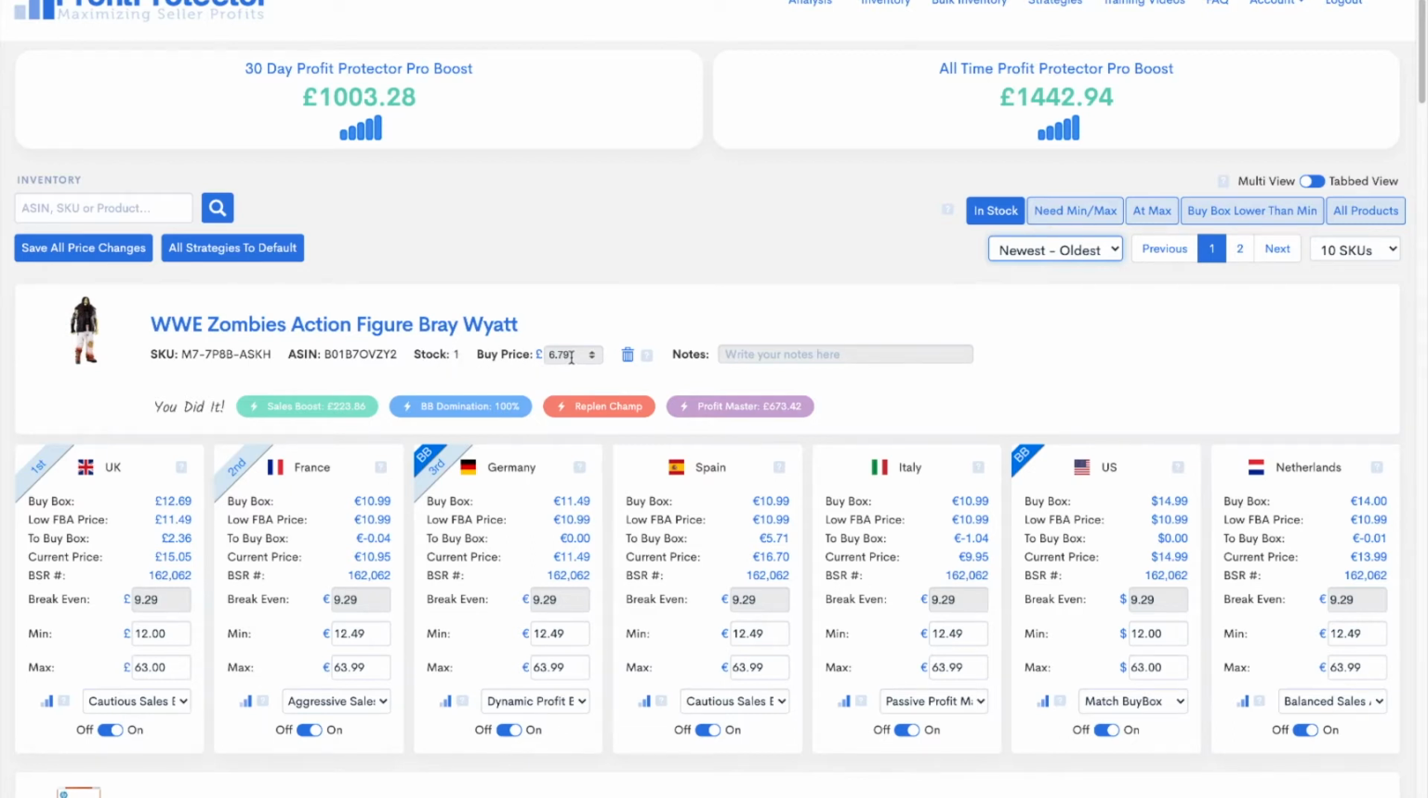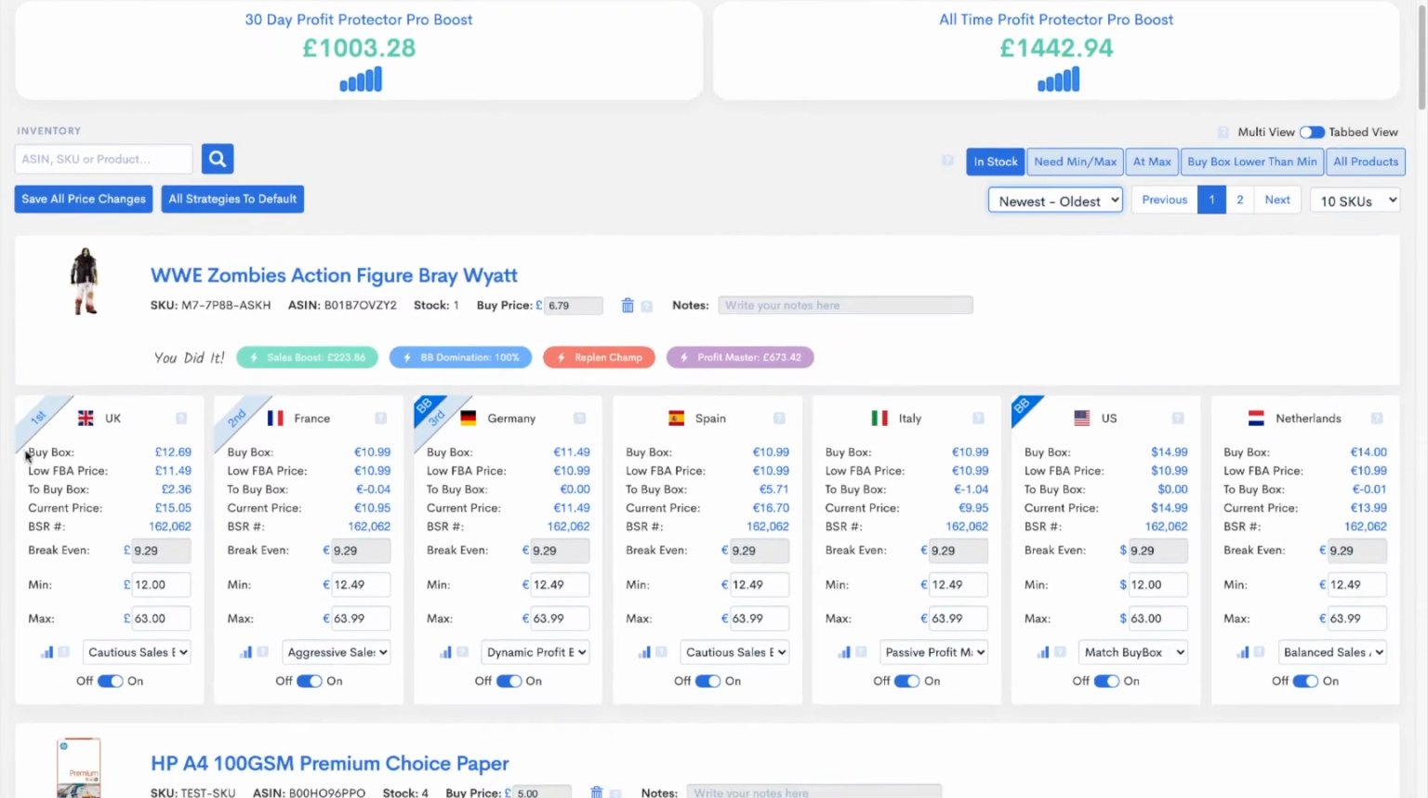You can include your buy price if you want to, because that way you can always remember how much you purchased the product for. If you want to delete your product, you can use the bin there. And if you've got some notes, then you can write some notes, where you purchased the product or anything else that is helpful for you to know. That's just private for you, and you can keep an eye on what's going on in your listing.